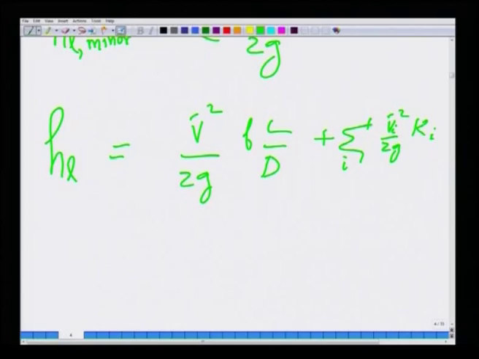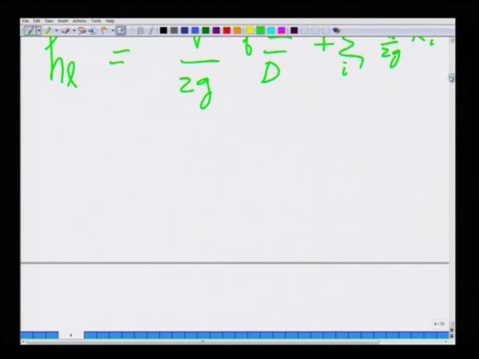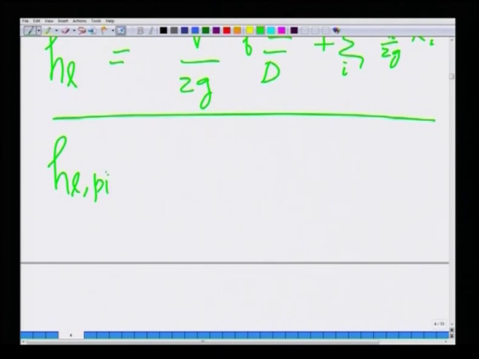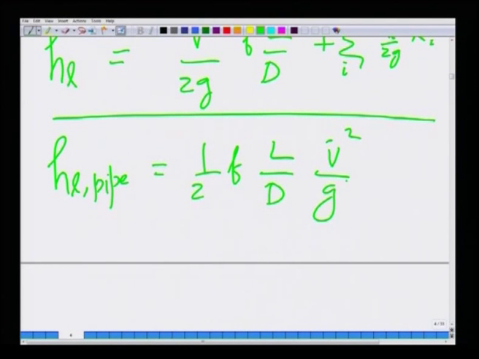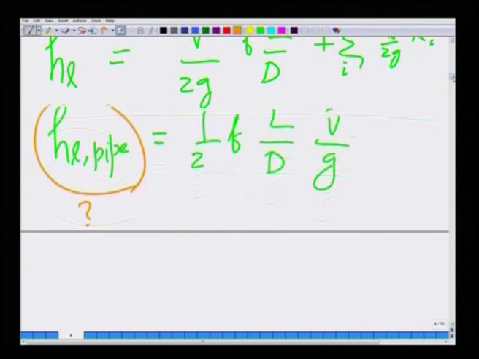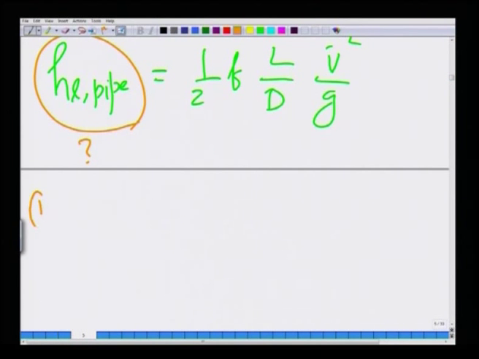When you want to compute the losses, there is a small detail that one has to understand properly. Suppose we are interested in computing the major loss. So, HL pipe is nothing but f L by D times V squared by 2g. Now, when can we calculate HL pipe? There are three types of questions that can occur.